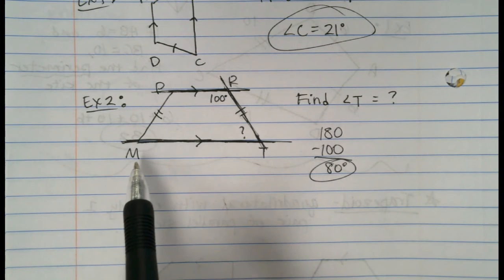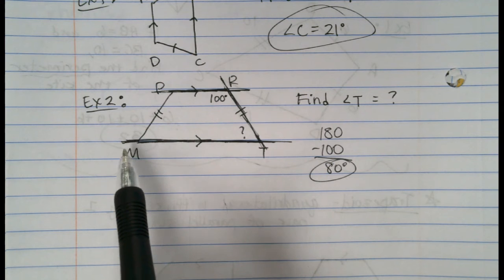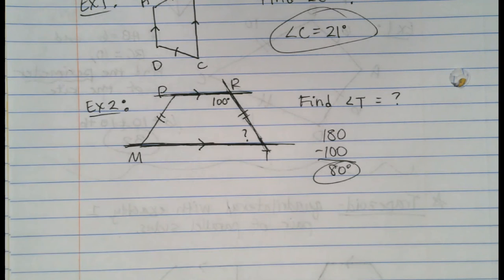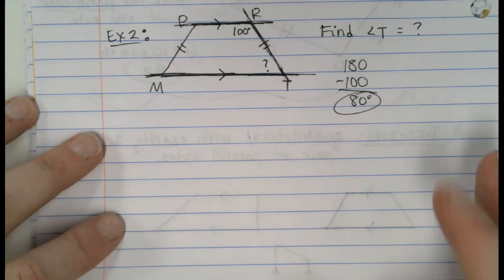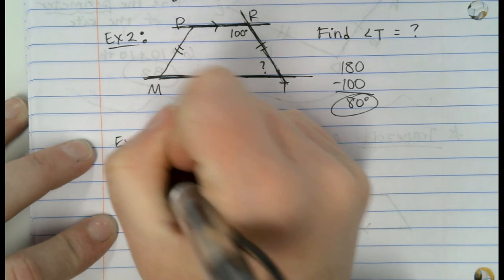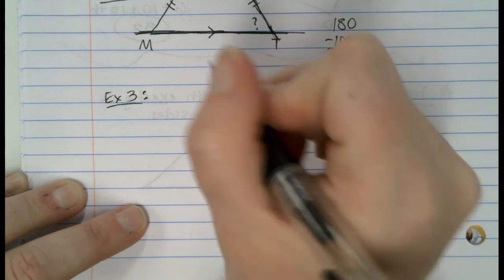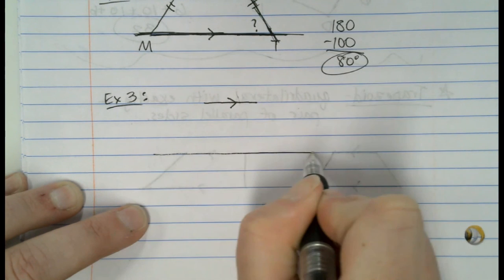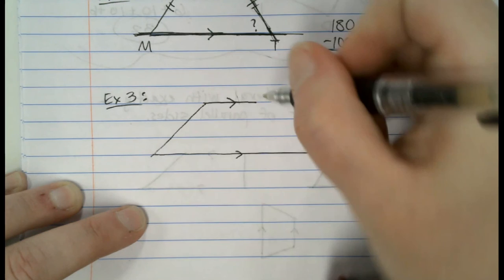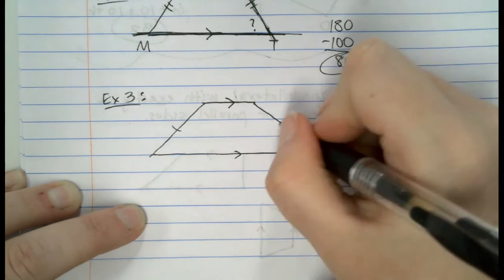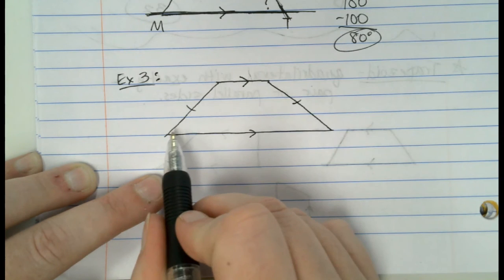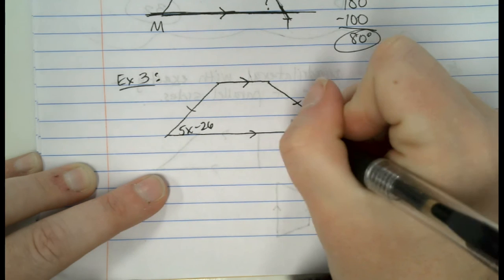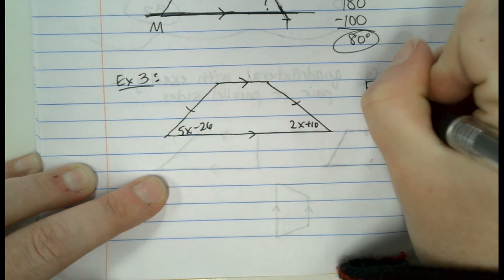So they didn't ask for it, but what would angle M be? 80. The bottom two are equal, the top two are equal. All right, I want to do one more. Again, you don't have to write this one down. I'm just going to introduce just a little algebra here. All right, I'm going to say that this angle is 5x minus 26, and this angle is 2x plus 10, and I want to find x.